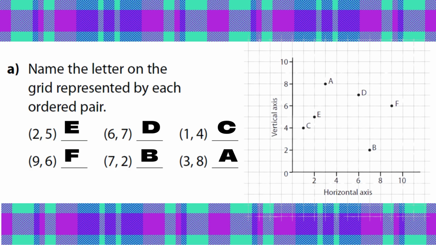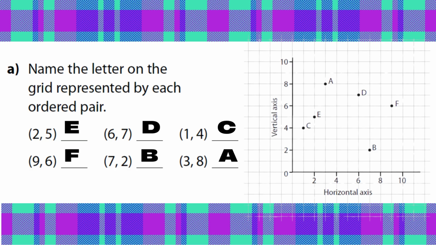Okay, let's get to the answers. The ordered pair 2 and 5 is represented on the coordinate grid by the letter E. The coordinates 6 and 7 are represented by the letter D. The ordered pair 1 and 4 are represented by the letter C. The ordered pair 9 and 6 are represented by the letter F.